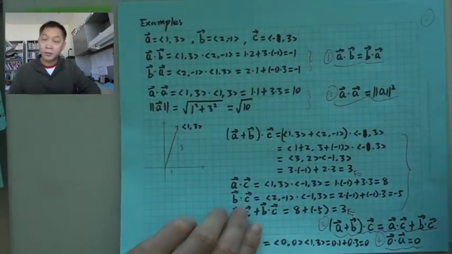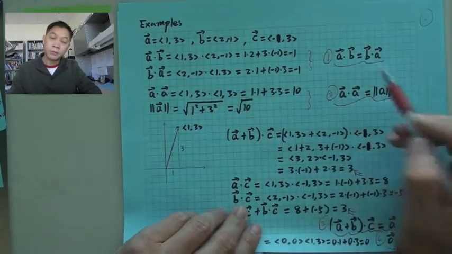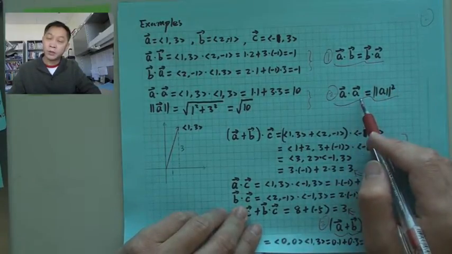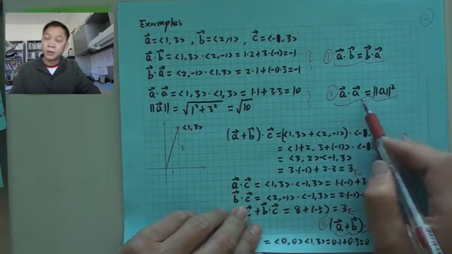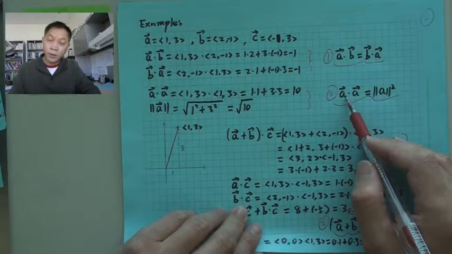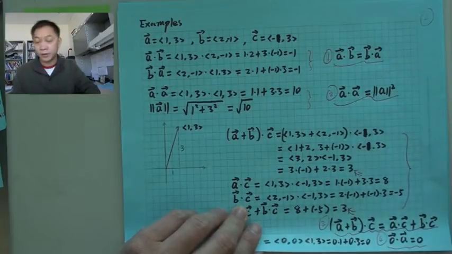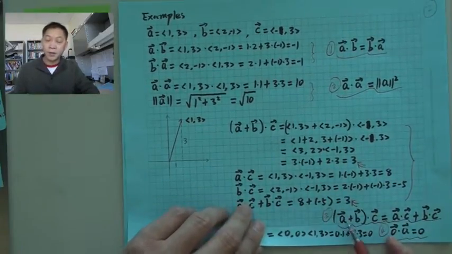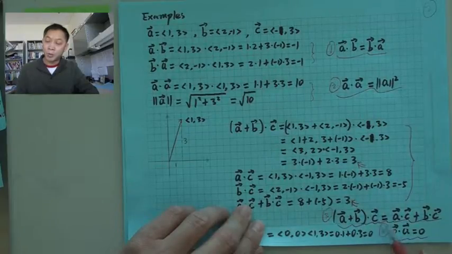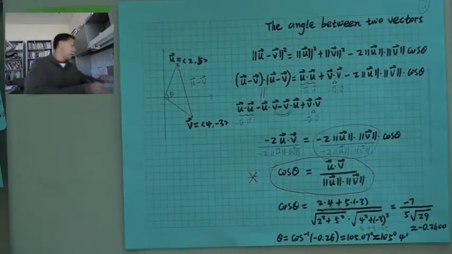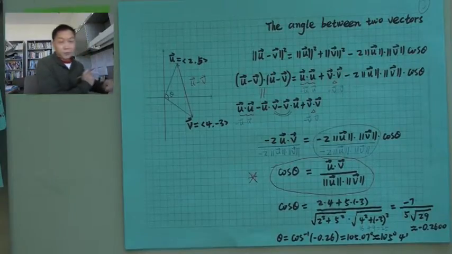One is what? Commute. Another is a vector dotted with itself gets the length squared. And the third one is the distributive property holds. The last one is the zero vector crushes any vector to a number. That was what we did.